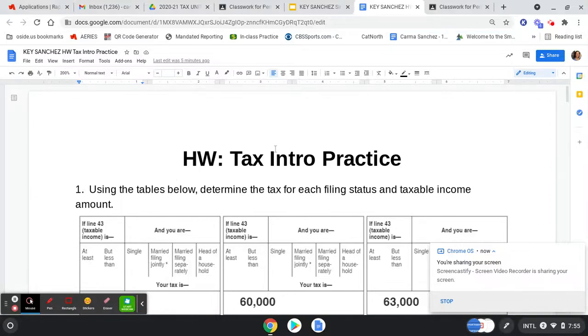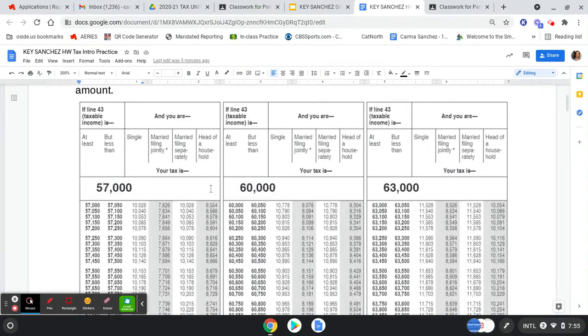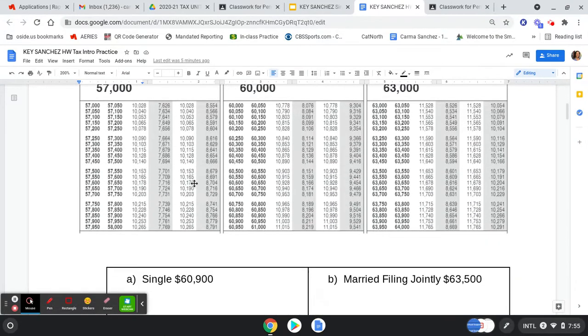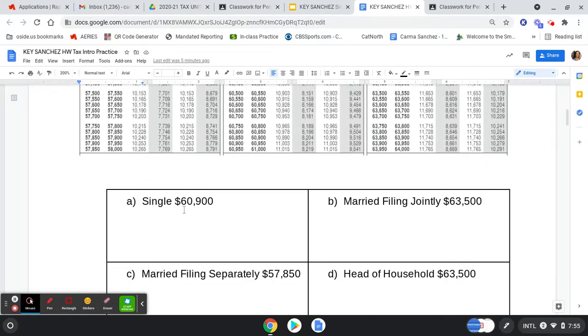Okay, let's apply what we did in class today on homework and see how you're doing on this. So question 1 says using the tables below, determine the tax amount for each filing status. So here we have a 60,900 that's single.